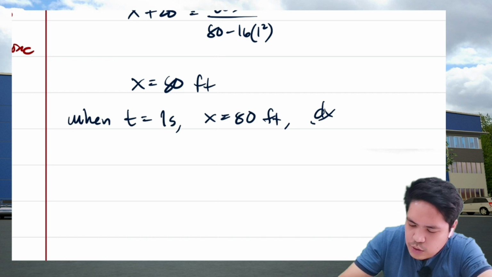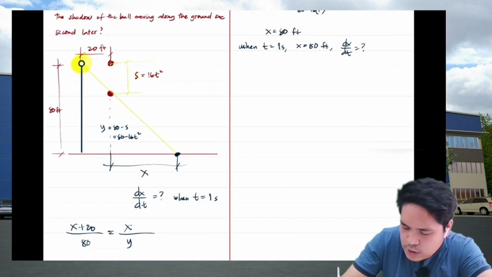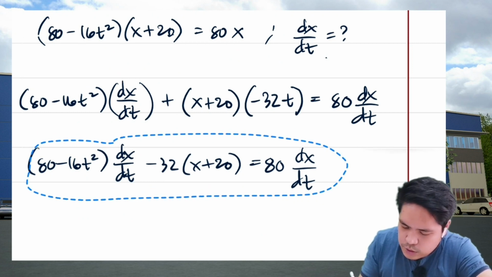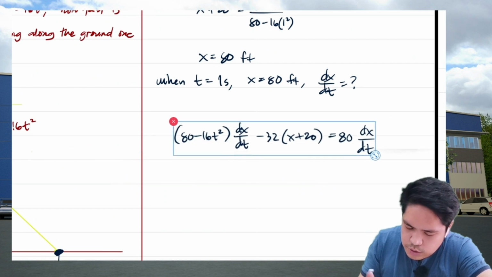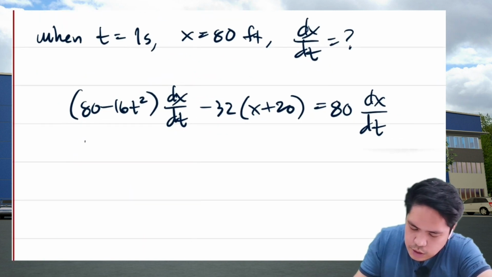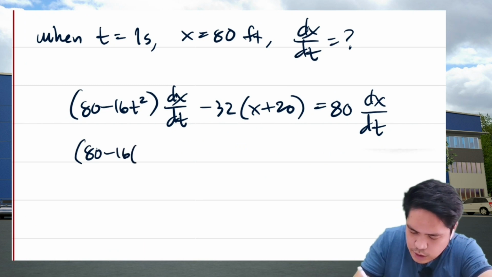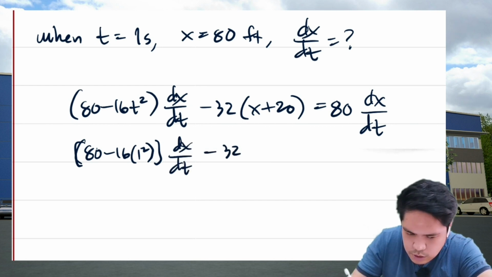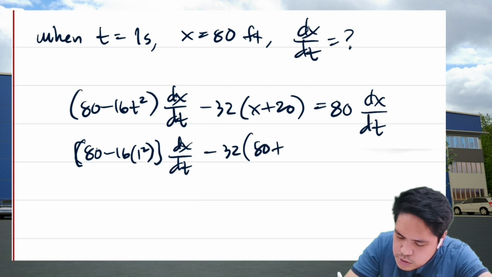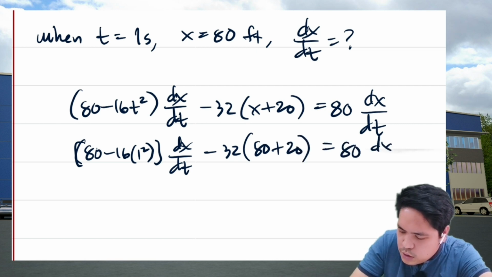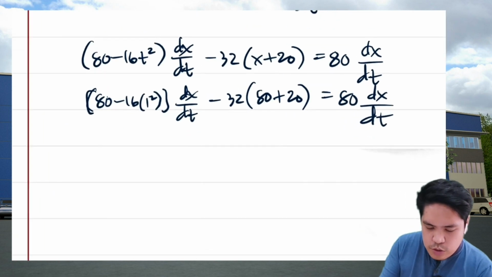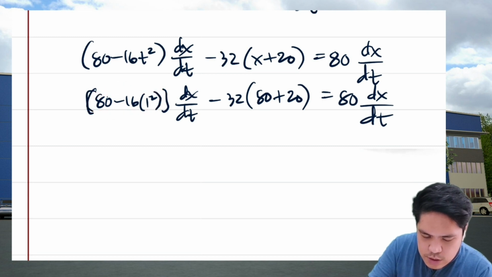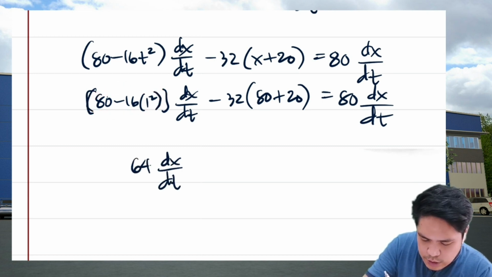Now let's solve for dx over dt. So we'll use now this equation. Okay, using this equation, that will give us 80 minus 16 times 1 squared, times dx over dt minus 32 times 80 plus 20, that's equal to 80 times dx over dt. Okay, to solve for dx over dt, we'll just continue this. So we'll have 80 minus 16, that's 64, dx over dt.